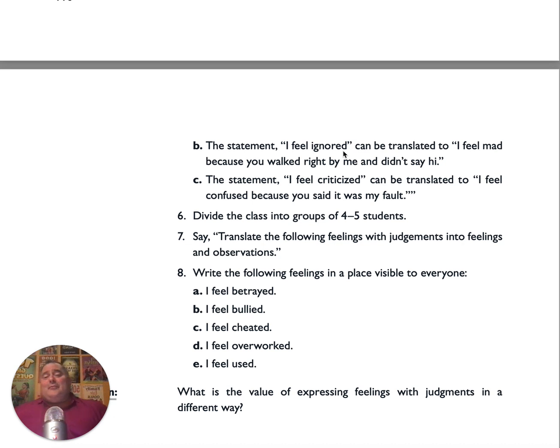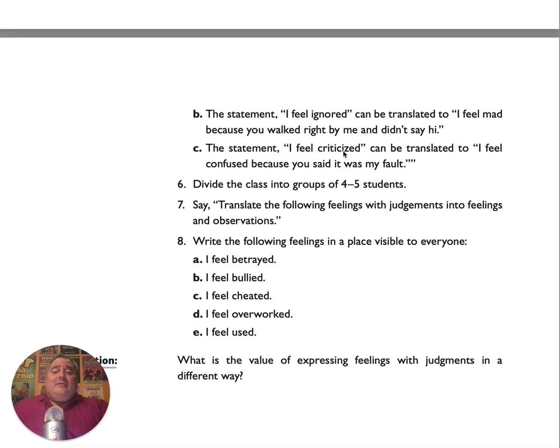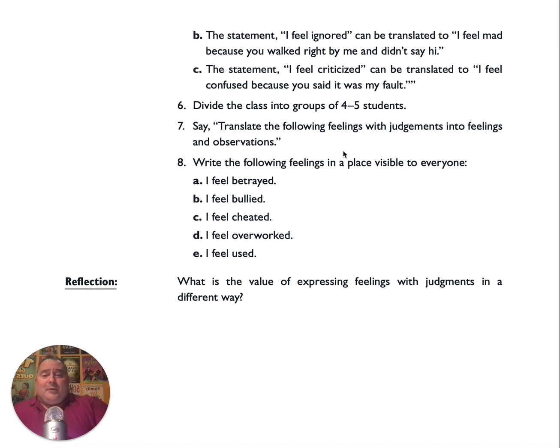Divide the class into groups of 4 to 5 students. Say, translate the following feelings with judgments into feelings and observations. Write the following feelings in a place visible to everyone. You can do this as a class, but it's so difficult. I would do it in small groups and let them work it out.